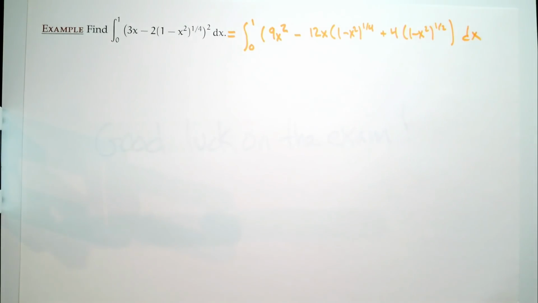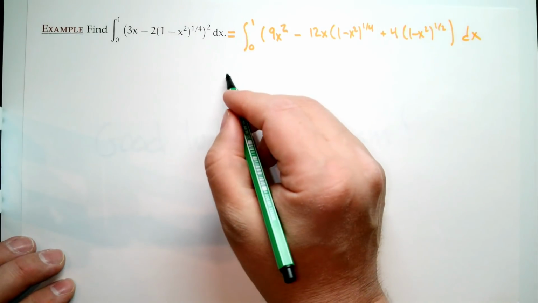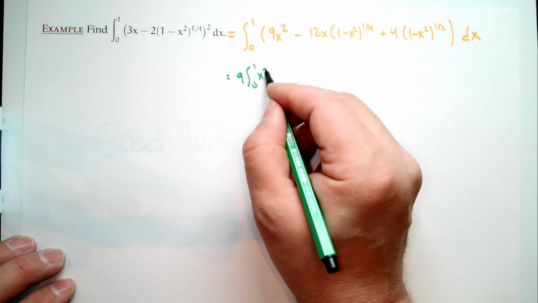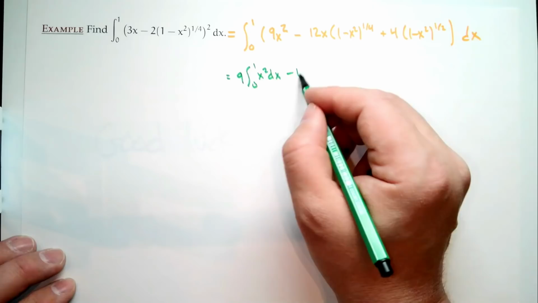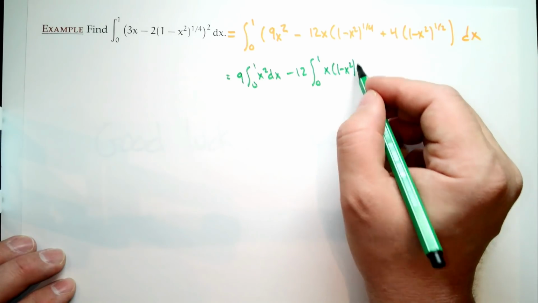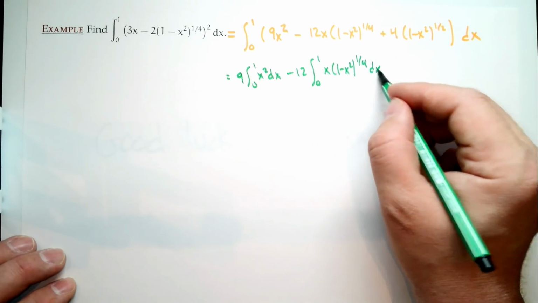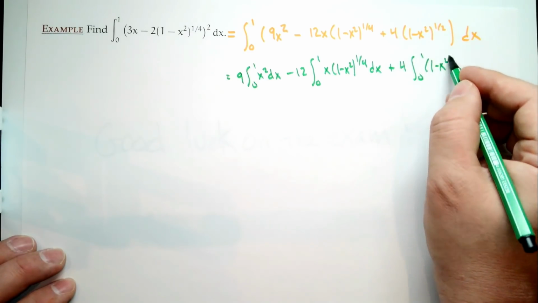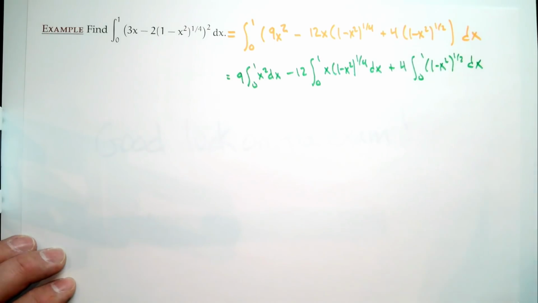Now, what do we do? Well, the next thing to do is to say, look, if you've got integrals, really think about instead of one big integral, think about it as 3 small integrals, and let's just work through them one at a time. So in other words, you can say this is 9, integral 0 to 1 of x squared, then minus 12, integral 0 to 1 of x, 1 minus x squared to the 1/4 dx, and then plus 4, integral 0 to 1 of 1 minus x squared to the 1/2 dx.